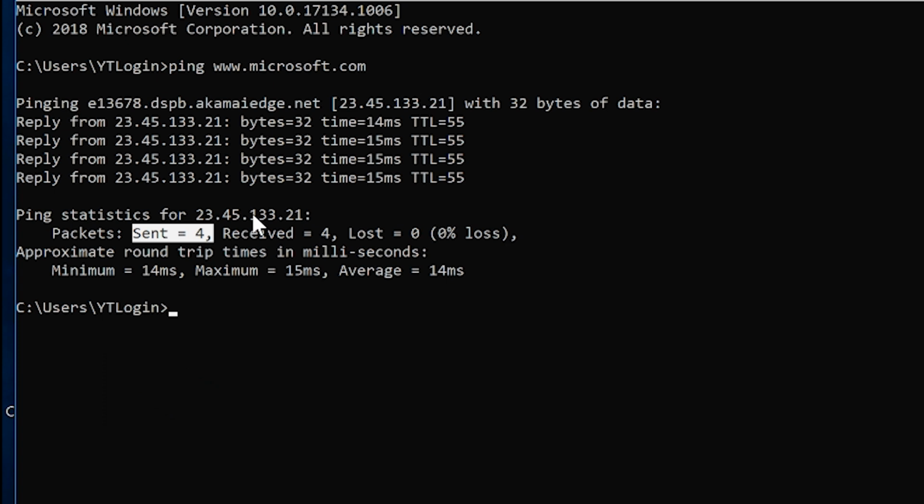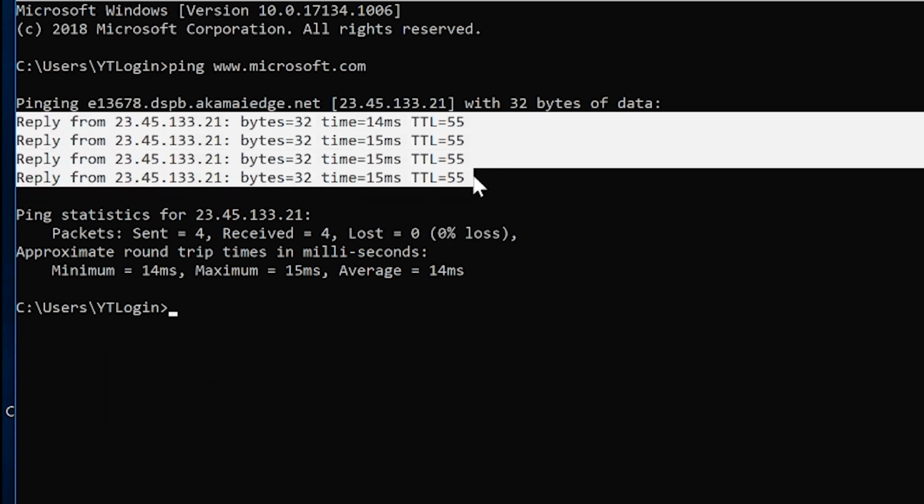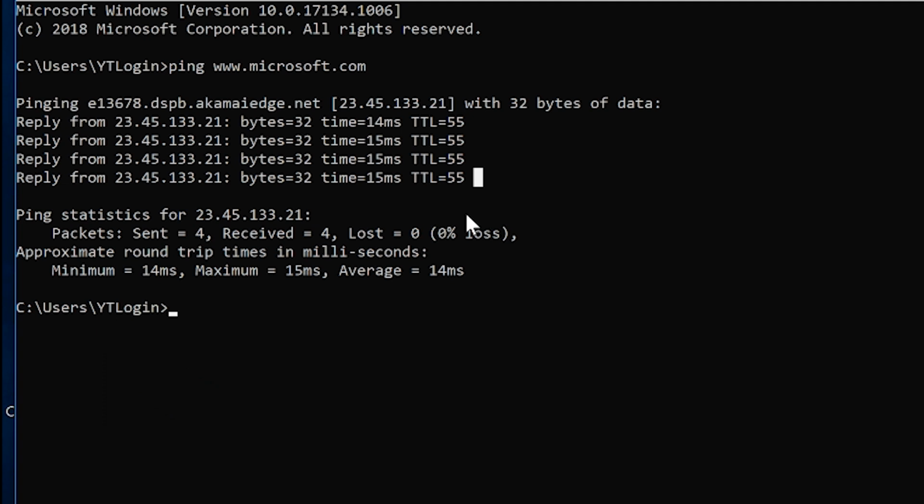But of course, for it to actually have a response of any sort, it has to send back 4 packets as well. So you can see here that the server at 23.45.133.21 also sent back 4 packets, which were received at the same size. And then we can see that lost is 0, that means it was successful. None of the packets failed, all 4 pings were successful. That's an example of a successful ping command. We know everything is okay with this website.